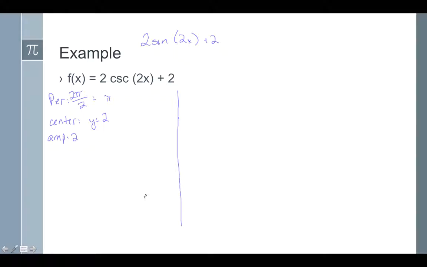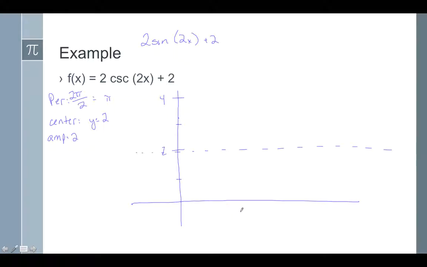But because I'm going up 2 with an amplitude of 2, I need to go all the way up to 4 and down to 0. So I'm going to do this here. I'm going to go 2, 4 with my little middles in there. I'm going to put in my center line.